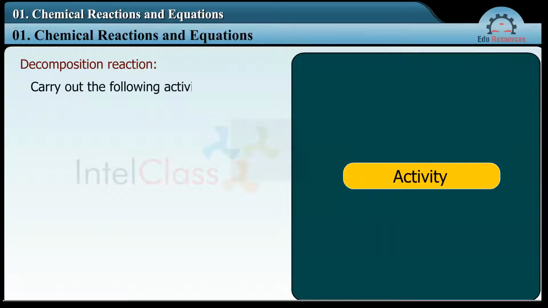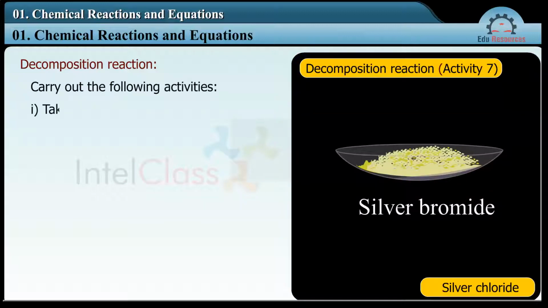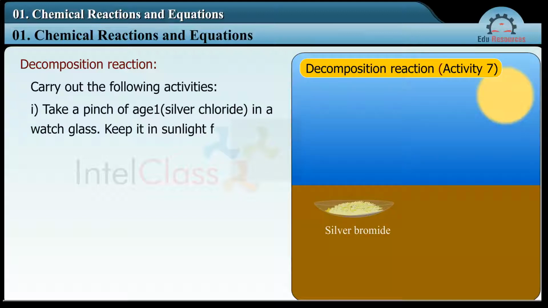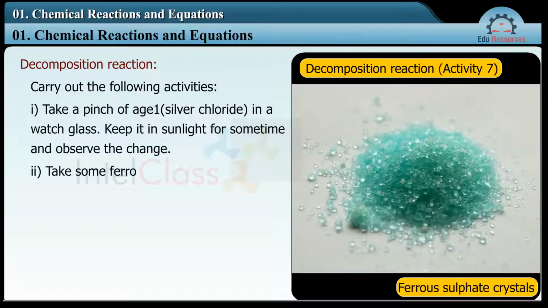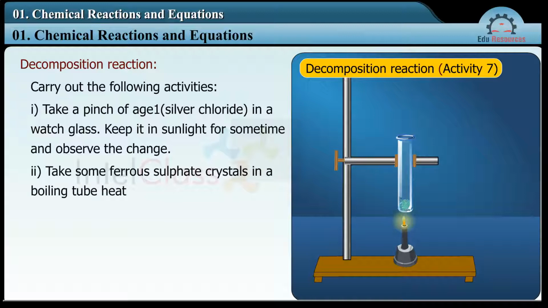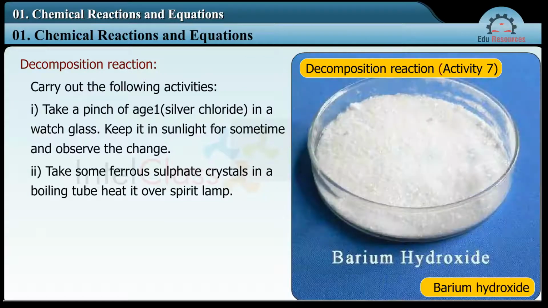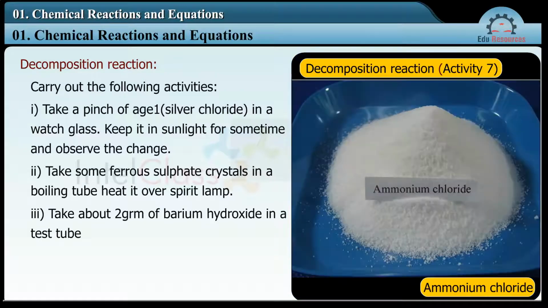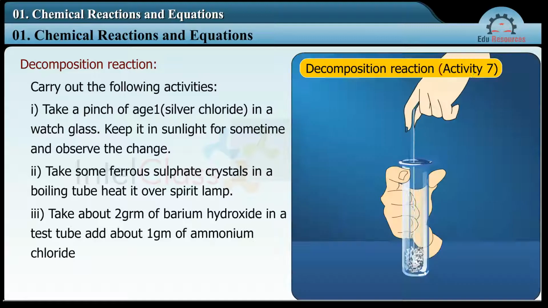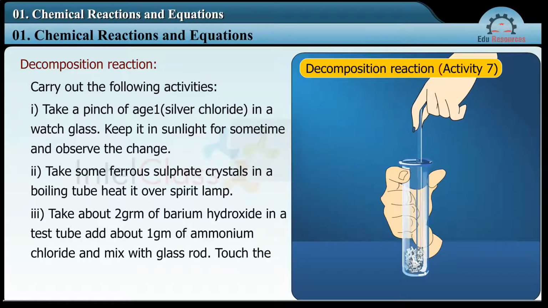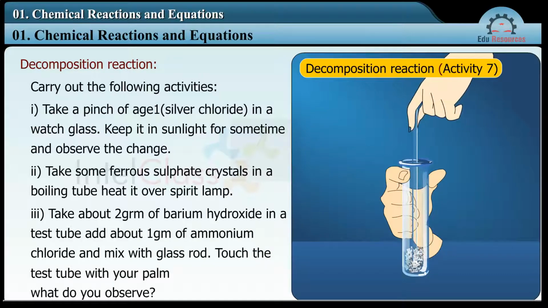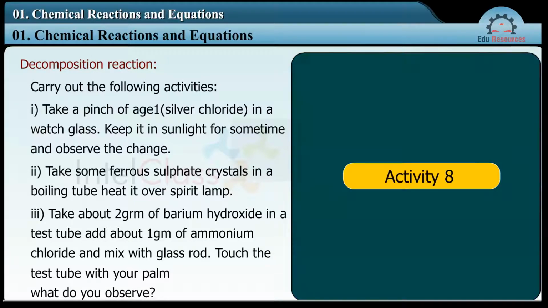Carry out the following activities. Take a pinch of AgCl, silver chloride, in a watch glass, keep in sunlight for some time and observe the change. Take some ferrous sulfate crystals in a boiling tube, heat it over a spirit lamp. Take about 2 grams of barium hydroxide in a test tube, add about 1 gram of ammonium chloride and mix with a glass rod. Touch the test tube with your palm. What do you observe? Do these experiments with the help of your teacher.